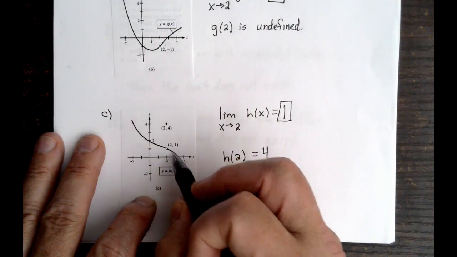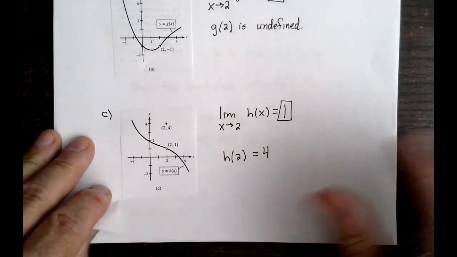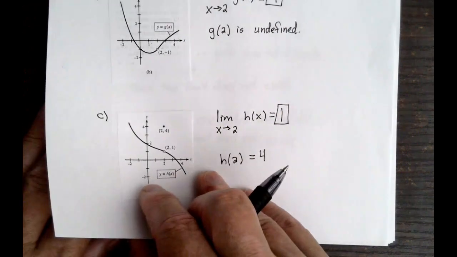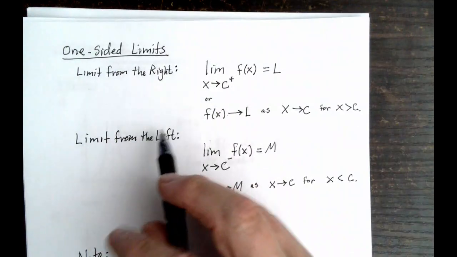We only care about what's happening as you approach from the left and the right, and that they approach a finite number and that they agree with that. Both sides approach the same number. Now when we talk about limits, we're going to be talking about one-sided limits.